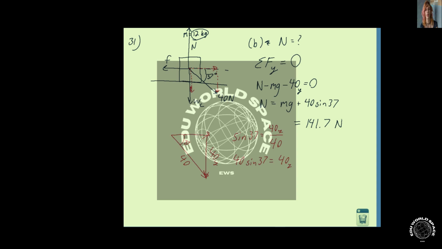If we're pushing down on the floor harder, the floor's got to push back up harder. So that ends up being the normal force there in newtons.